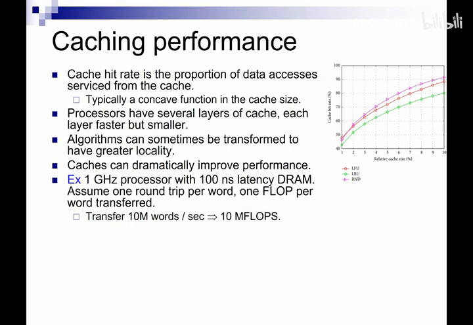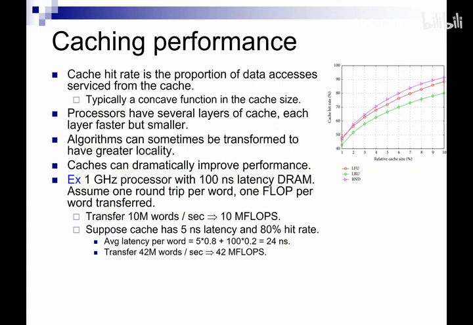Since you have a 100 nanosecond latency, this means that you can only transfer 10 million words per second, because each word takes you 100 nanoseconds. And since you're only doing one math operation per word, you're only going to get 10 megaflops. Even though you could potentially be doing a billion flops, you're only doing 10 million flops.